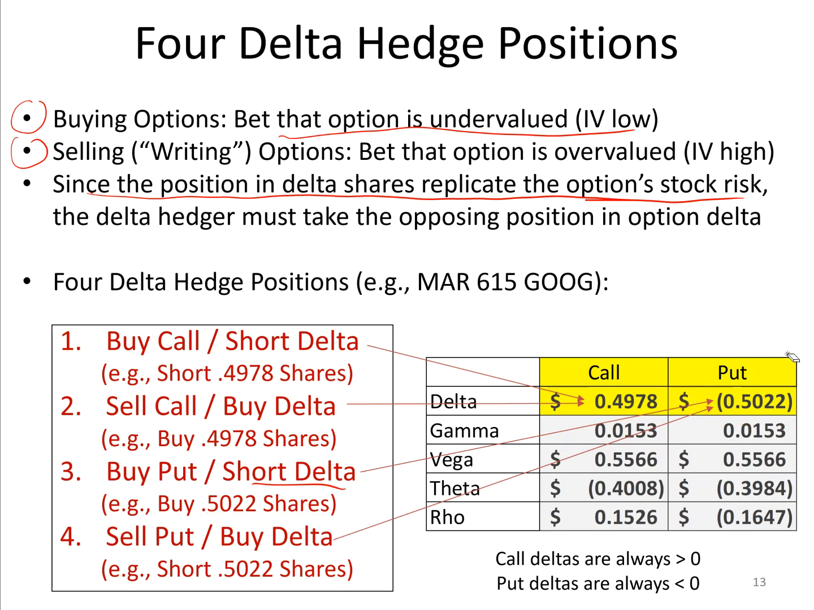So those are my 4 delta hedge positions. That's the recipe for putting a delta hedge in place and simply taking a bet on volatility. These 2 bets, you're going to be long vol. These 2 bets, you're going to be short vol. You're hoping it falls and you think the options are overvalued. Notice that all call deltas are positive, all put deltas are negative. Therefore, these 4 positions are true for all delta hedging.